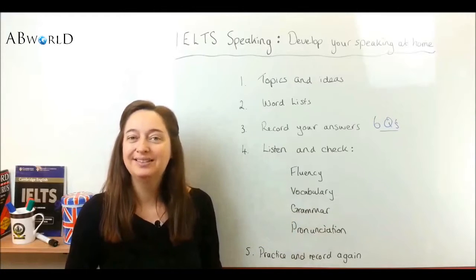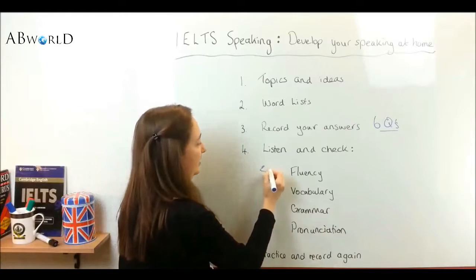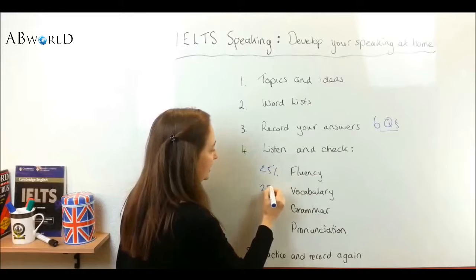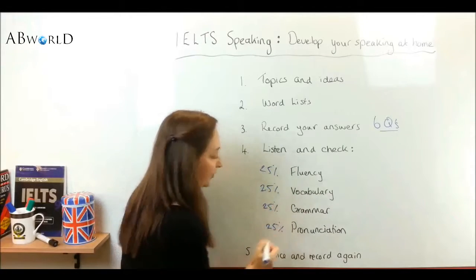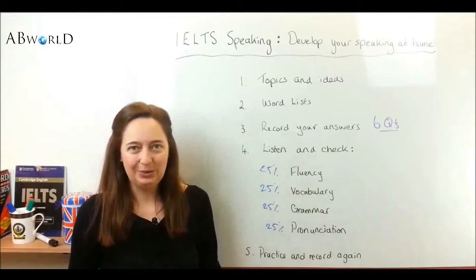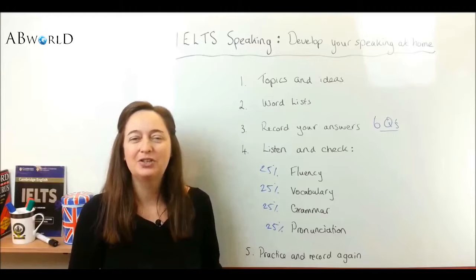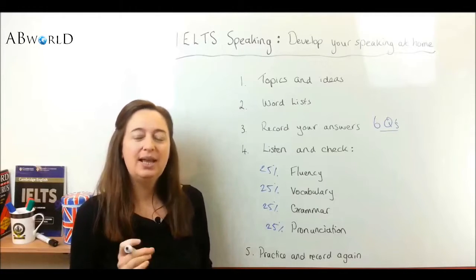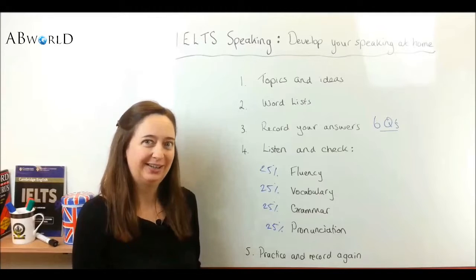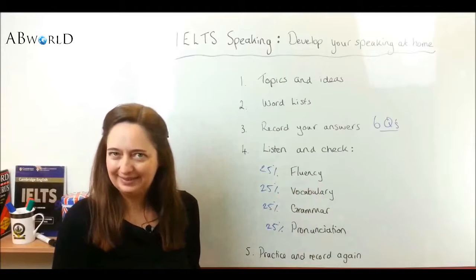This is what the examiner will check you on. Now, each one in the exam is 25% of your marks. So they're all equal, they are all very important. And the examiner is going to check your answer for each one. Now let's have a look at what you need to check for each one. Fluency. What does that mean?